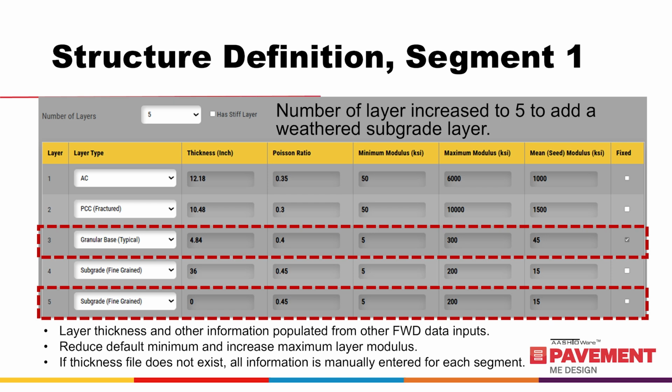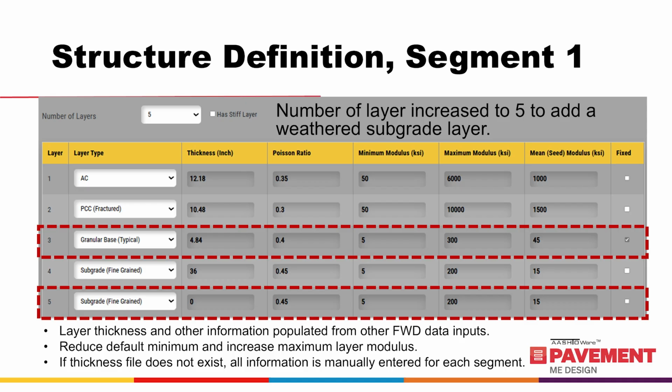To add a layer, the user simply increases the number of layers in the Number of Layers box. The previous slide had 4, and the new structure for Segment 1 now has 5 layers with 2 subgrade soil layers. For this case, the user needs to manually enter the layer thickness of the weathered soil layer. To remove a layer, the user simply reduces the number of layers.